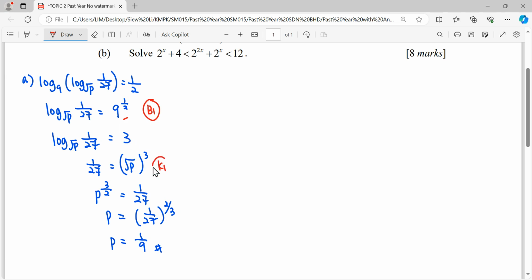So this is another concept here. Then to simplify, from p to the power of 3 over 2 until you get p, the rules that you use here will be the indices rules. So power of 2, cube root of 27. Lastly, to simplify the answer for p, which is 1 over 9.